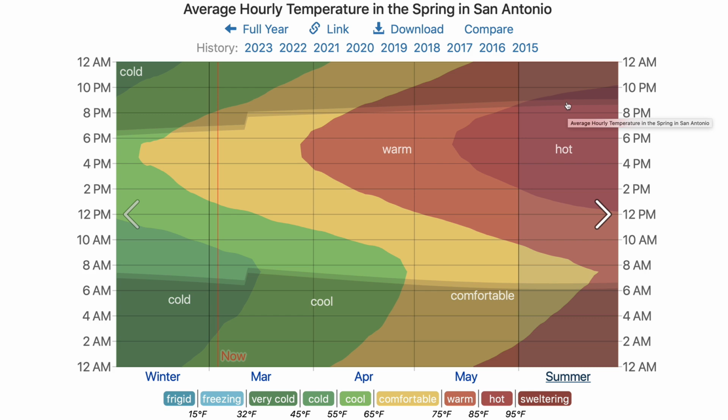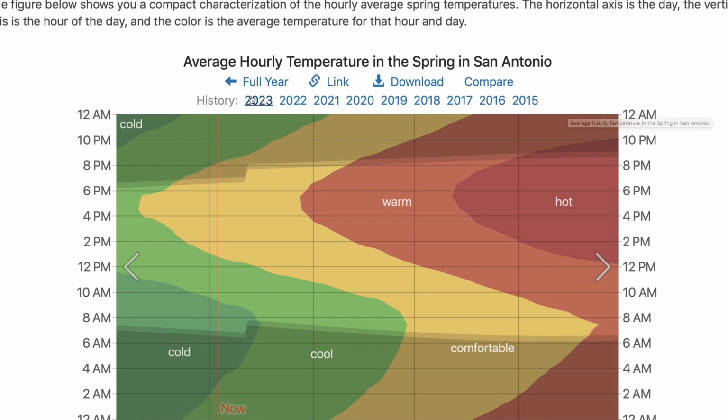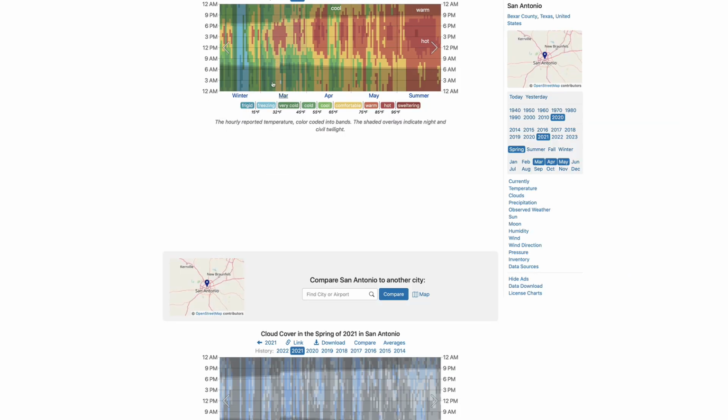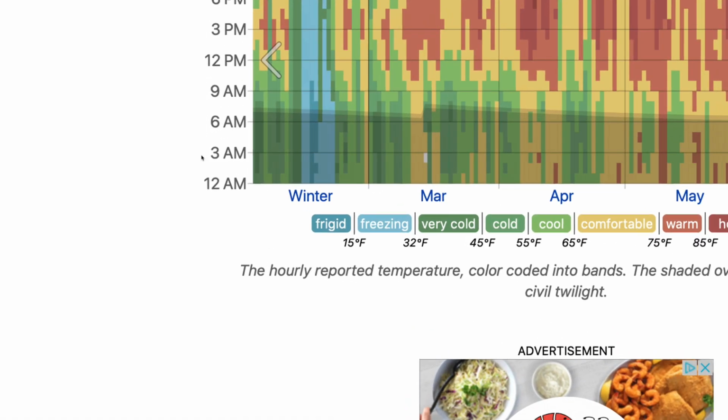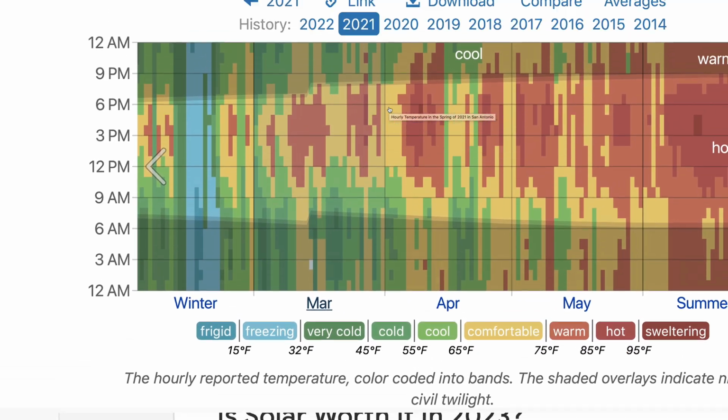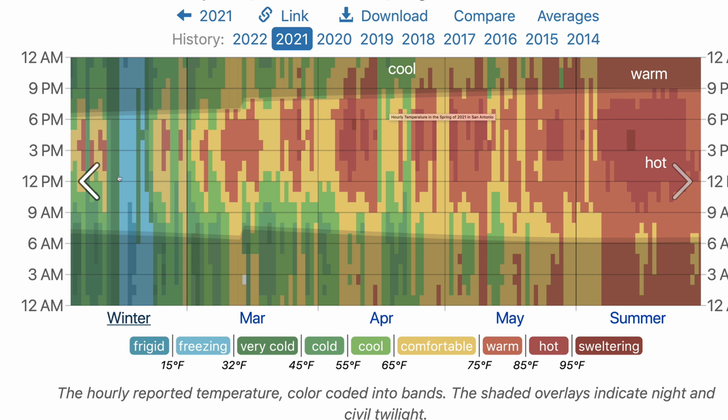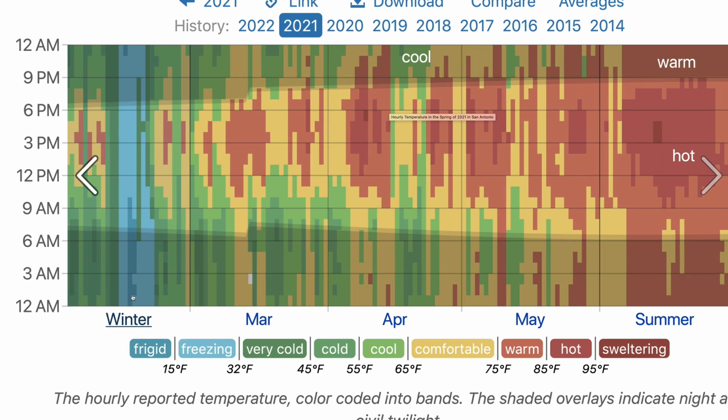You can be at the pool and it'd be comfortable. Now, I want to show you something real quick. This is 2023, right? Let's go to 2021. We'll remember this because this was our incredibly cold winter. You guys remember in February? It was around mid-February. I think it was February 15th through the 19th where we got the freeze and all the snow in San Antonio. That's what that blue is.